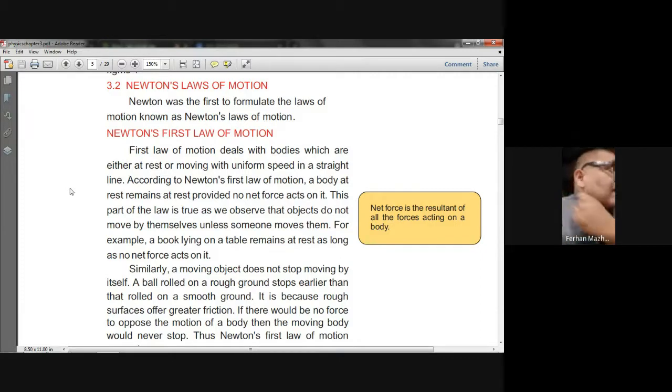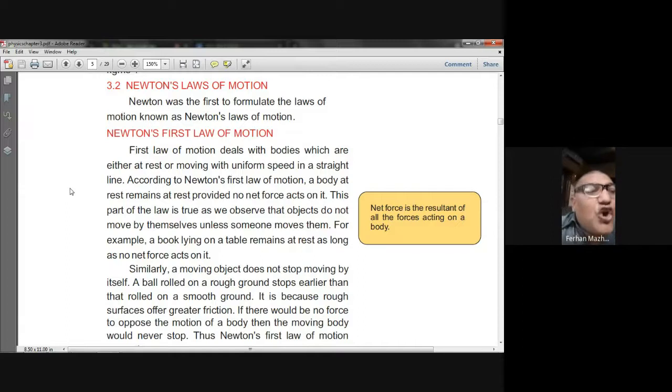The second portion of that law is not easy to comprehend. It says that a body which is moving will continue moving forever if no net force is acting on it. If all the forces acting on it are balanced, so the net force is zero.